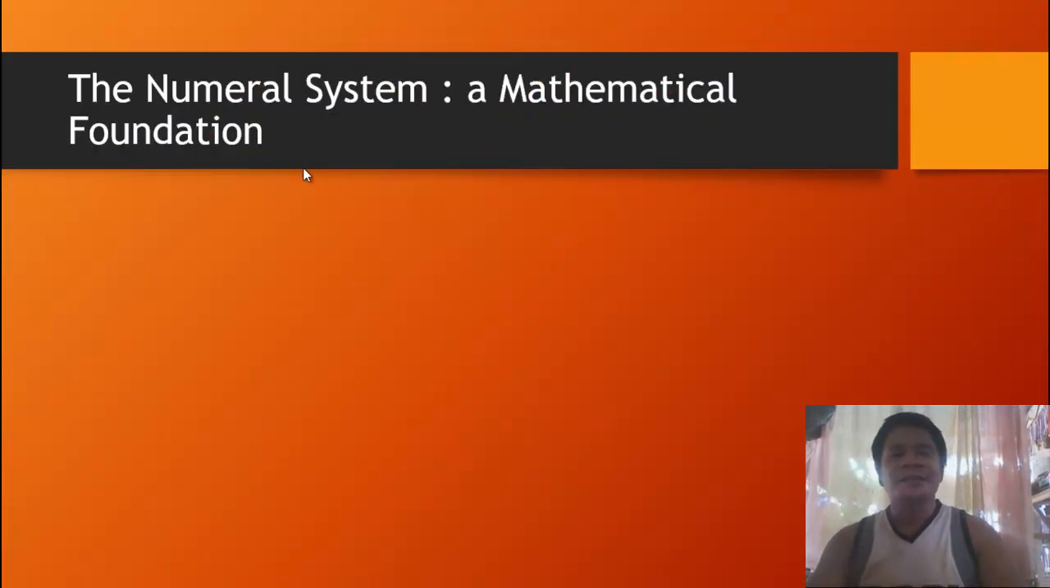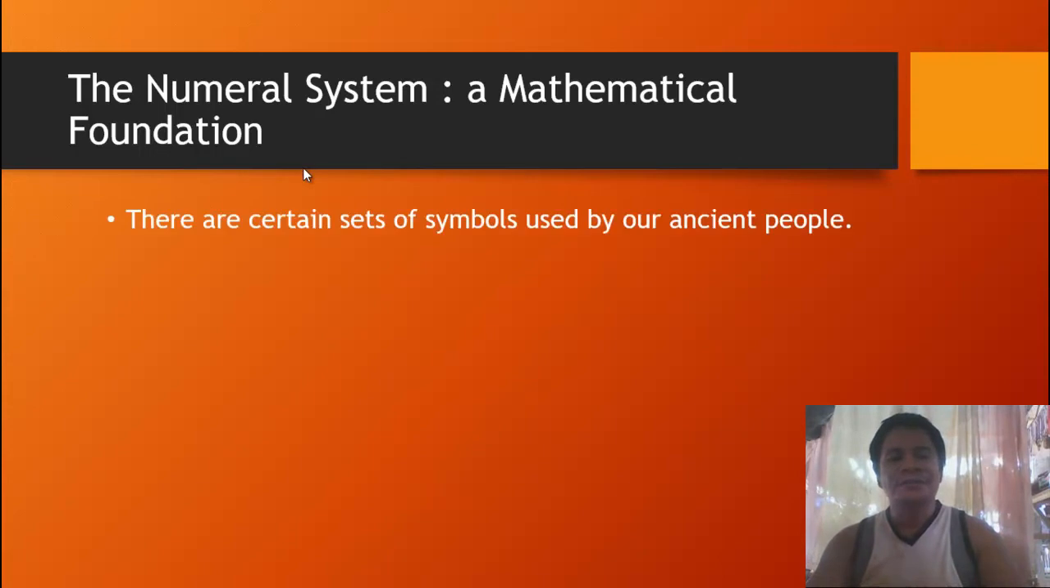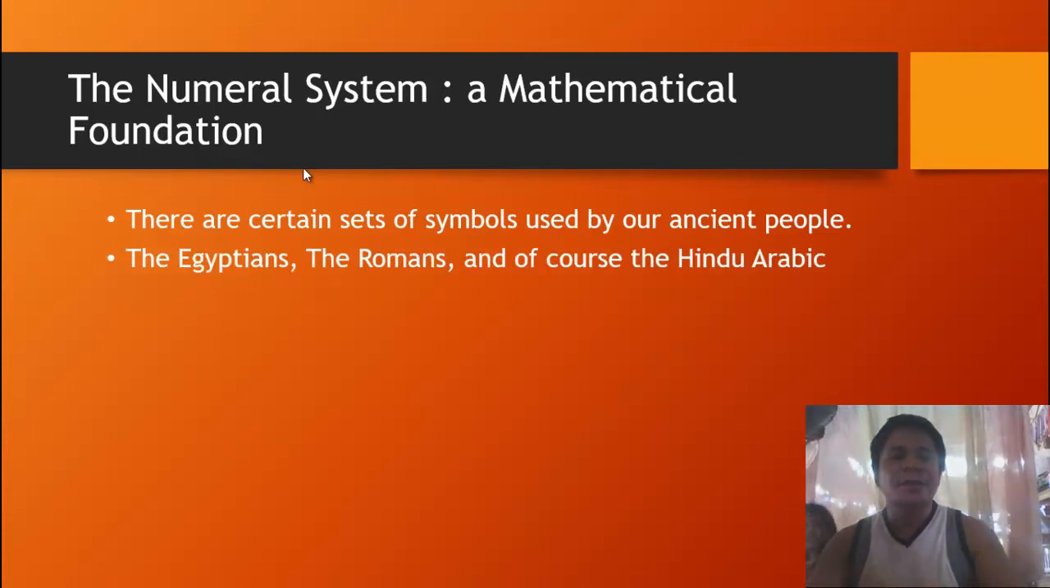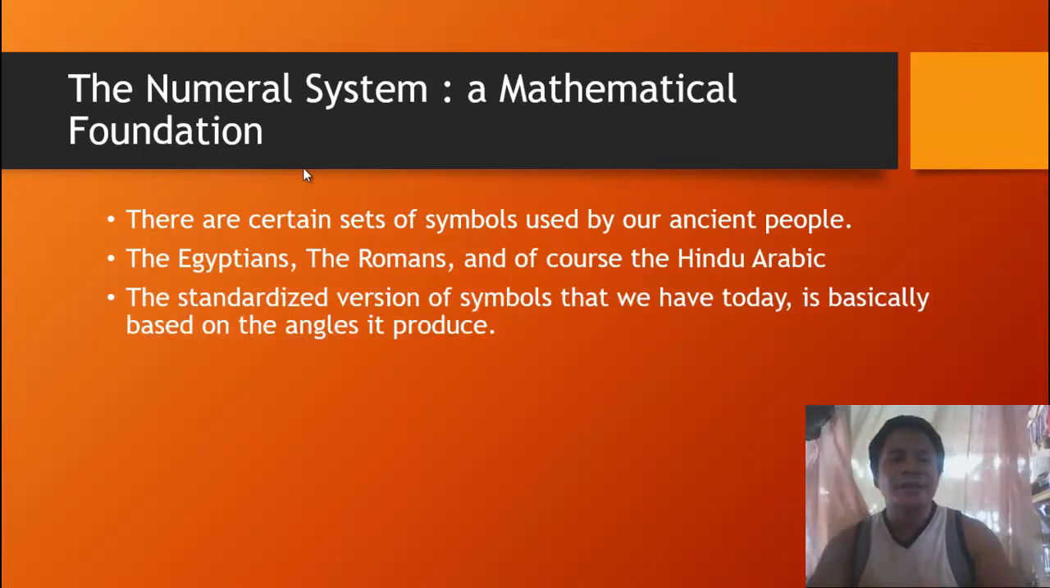The numeral system, a mathematical foundation. There are certain sets of symbols used by our ancient people, the Egyptians, the Romans, and of course the Hindu-Arabic. The standardized version of symbols that we have today is basically based on the angles it produced.